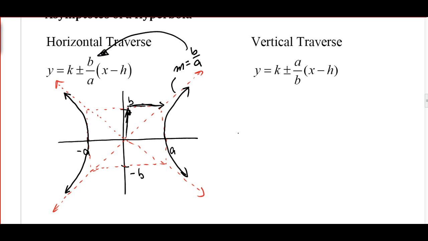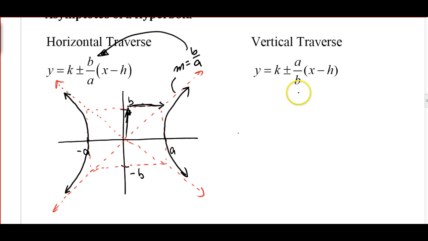So if you know which way it opens, you can use your a and your b to help you determine whether it's supposed to be b over a or a over b, and then you don't really have to worry about memorizing which one goes with which. If you prefer to do it that way, go right ahead. I always just figure it out this way, knowing a and b, knowing which way it opens, and then I can figure out my rise over my run.